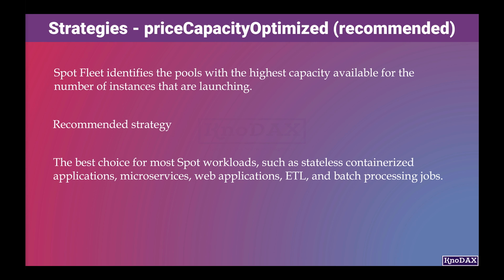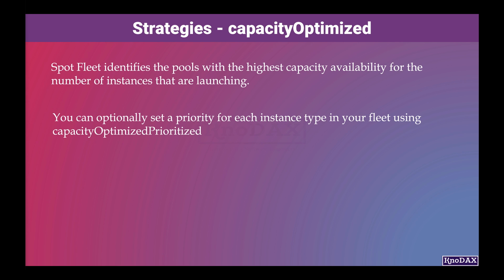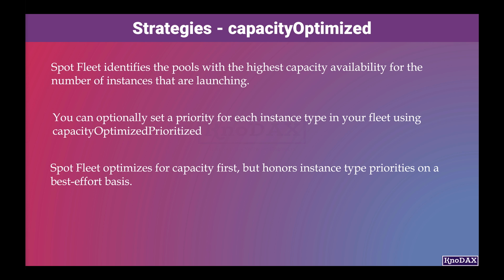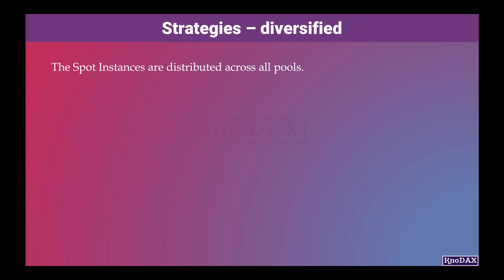Capacity optimized. In this strategy, spot fleet identifies the pools with the highest capacity availability for the number of instances that are launching. You can optionally set a priority for each instance type in your fleet using capacity optimized prioritized. Spot fleet optimizes for capacity first, but honors instance type priorities on a best effort basis. This is a good option for workloads where the possibility of disruption must be minimized, and the preference for certain instance types is important.